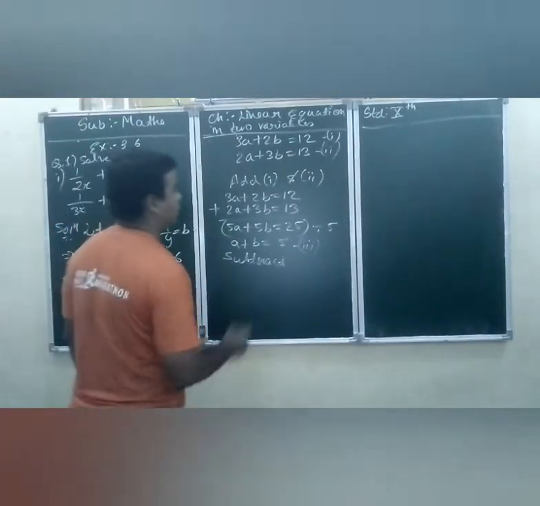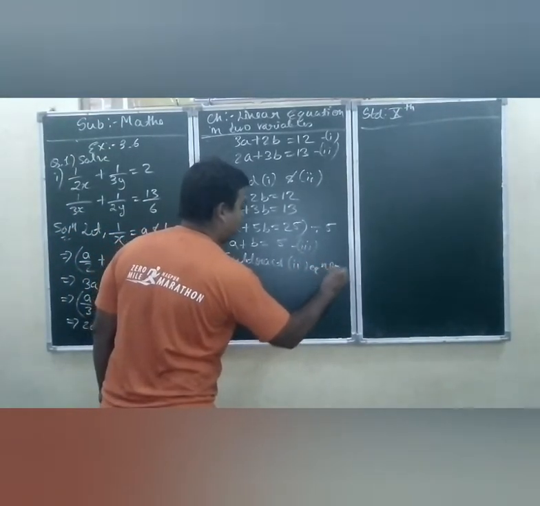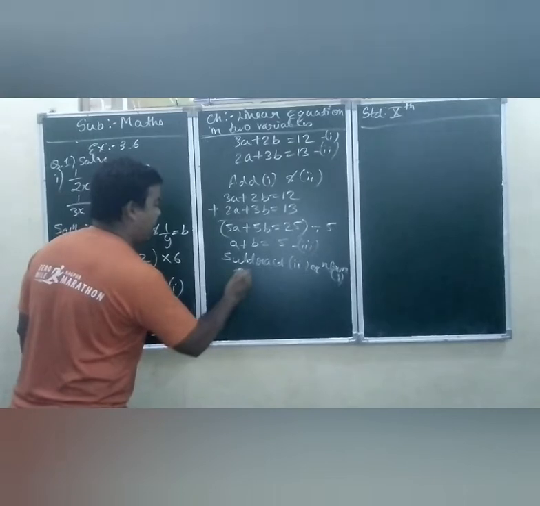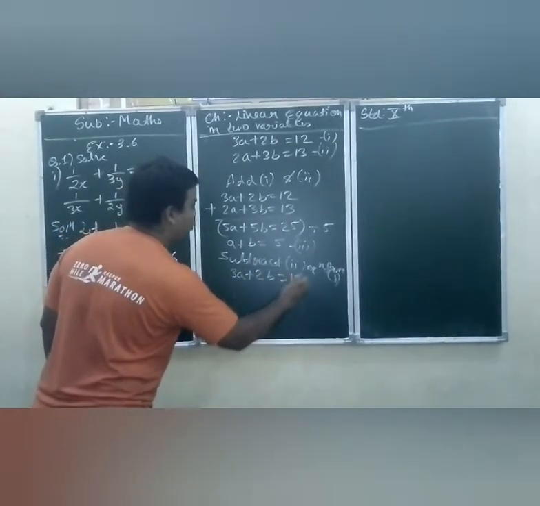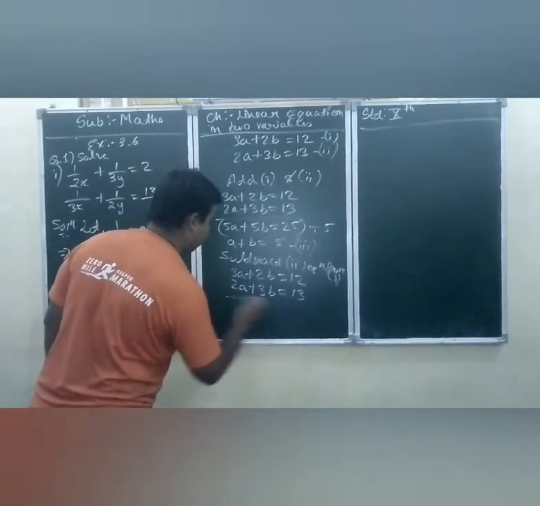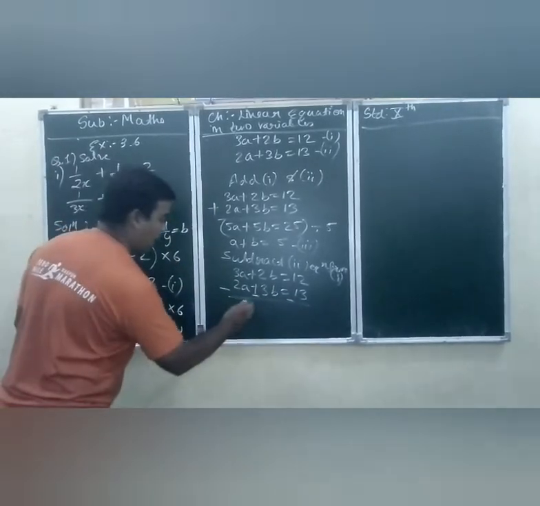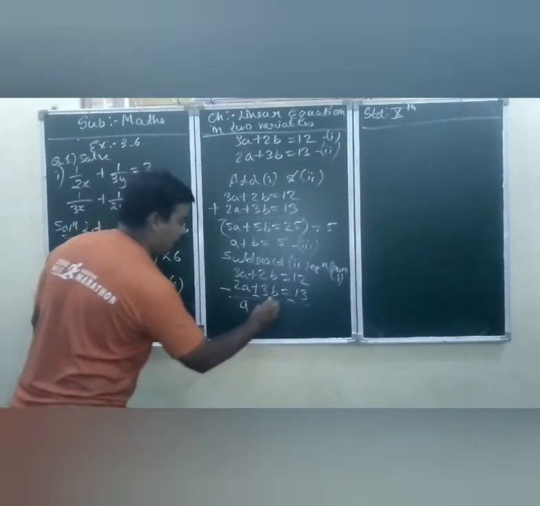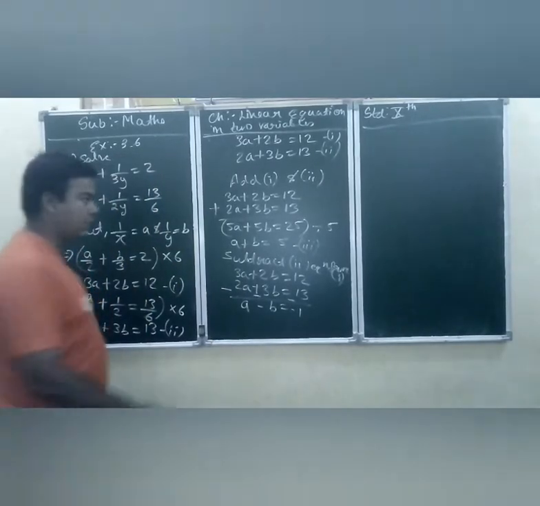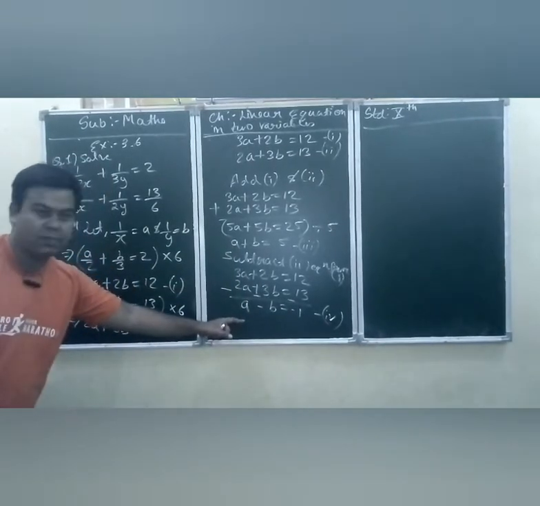Now subtract the second equation from the first. 3a + 2b = 12 minus 2a + 3b = 13. 3 minus 2 is a, 2 minus 3 is minus b, equal to 12 minus 13, which is minus 1. So a - b = -1. This is equation 3 and this is equation 4.